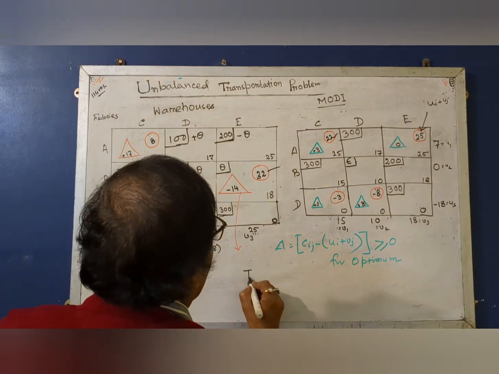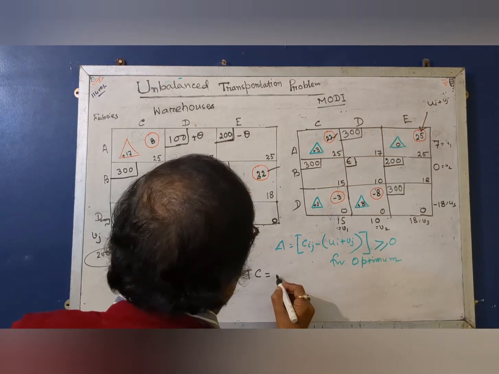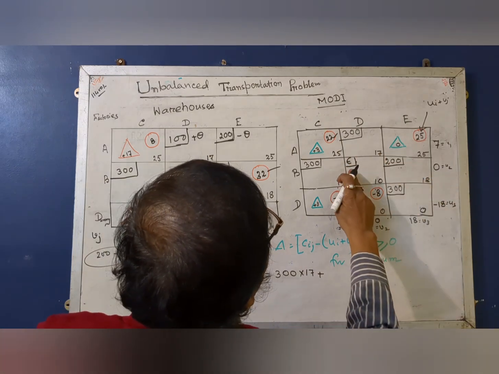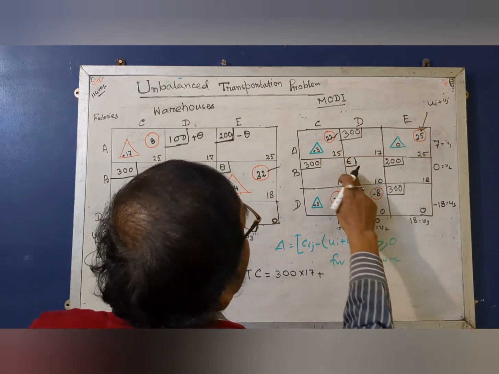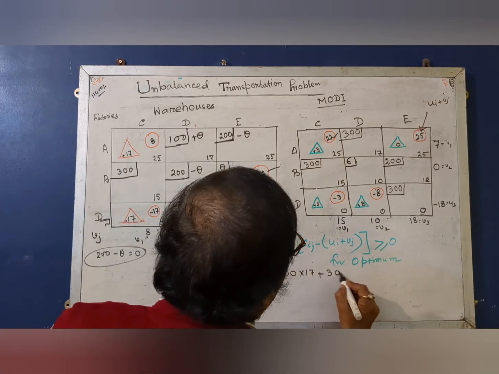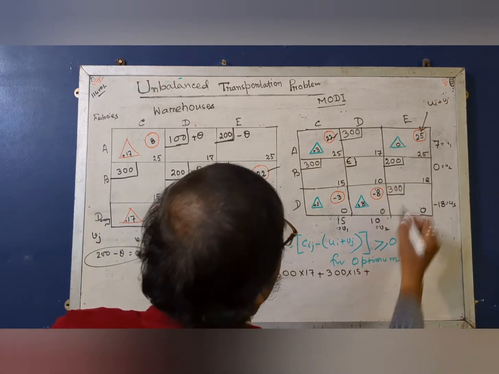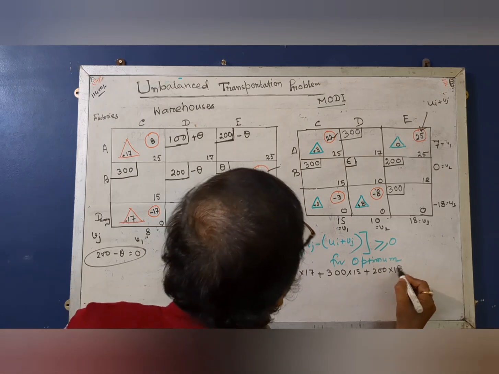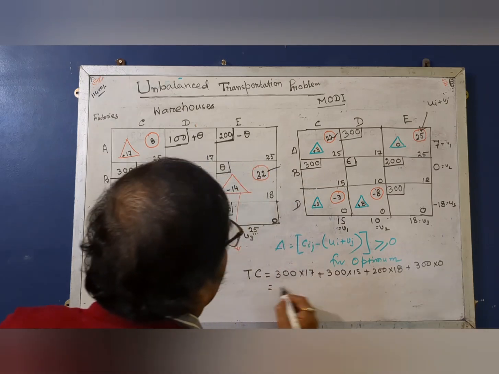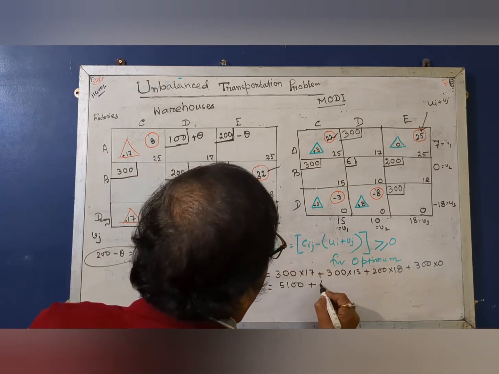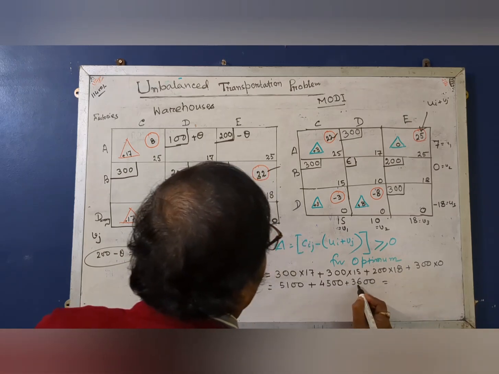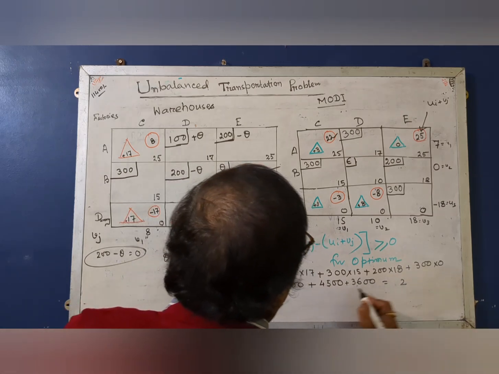And what will be the minimum cost? The minimum cost will be the total transportation cost. In this case, 300 into 17, plus 300 into 17, plus a very negligible quantity, which I'm not taking, you can say it is 0. And this is 300 into 15 plus 200 into 18 plus 200 into 18, plus 300 into 0 is 0. 5100 plus 4500, and this is plus 3600. And what is the total value?